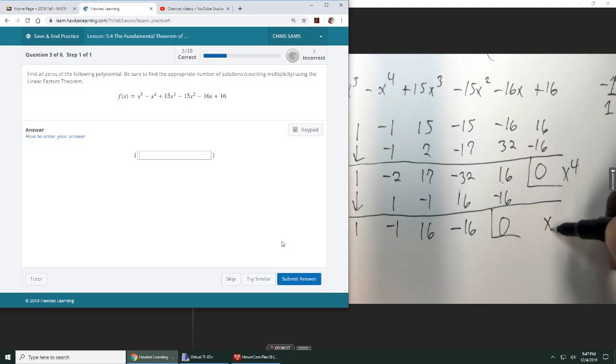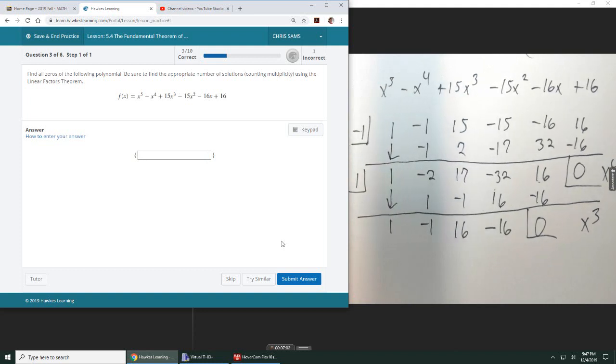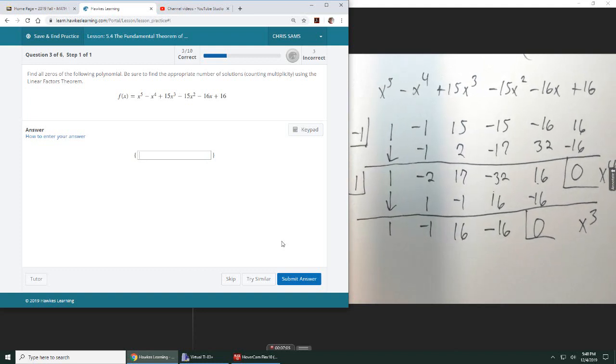So this will be x to the 3rd power, because each time we do this, we're going down 1. Sorry, I don't know if you couldn't see all that. I was working it out.